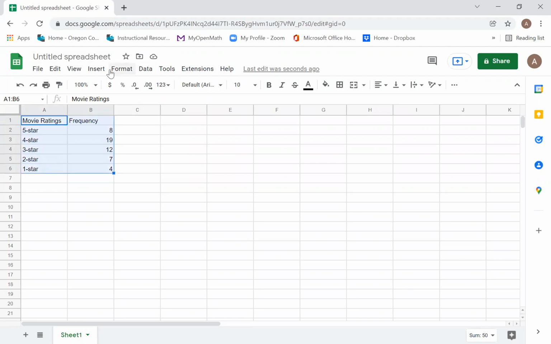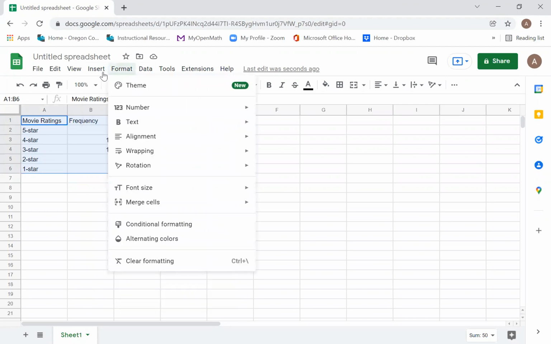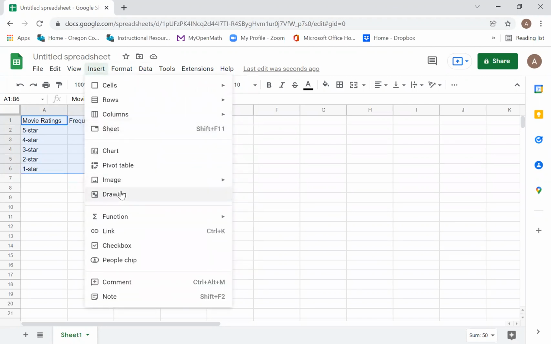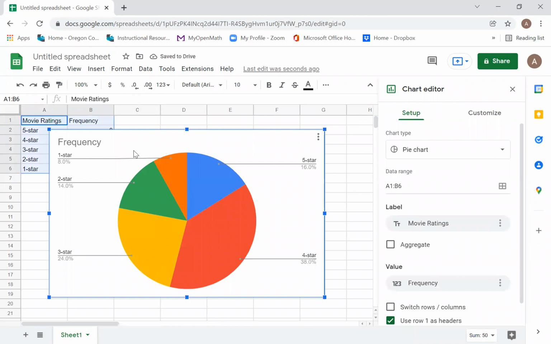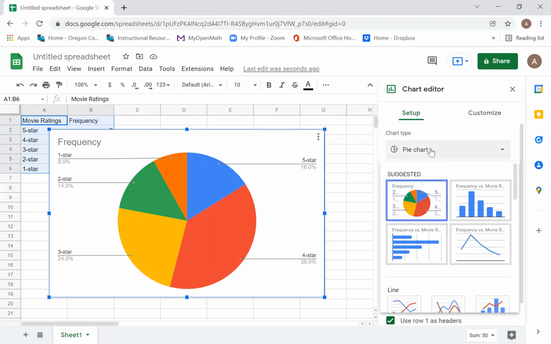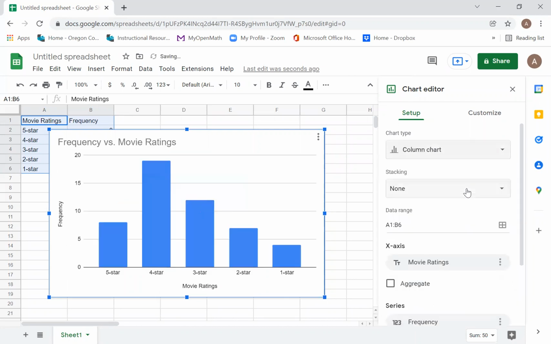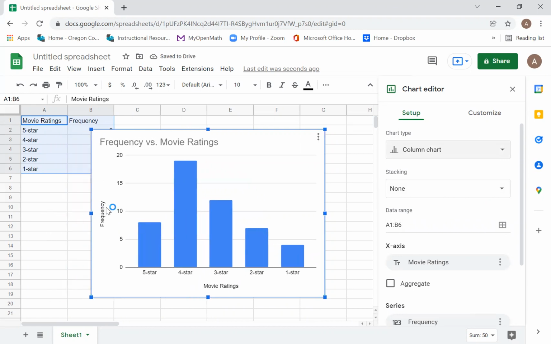Okay, now I believe it's under Insert. Oops. Okay, here we go. Chart. Now Google Sheets, if I recall, does an auto chart based on your information. And look at that, it actually broke down the percentages for us. It shows a pie chart, but I can change that over here. I can go ahead and ask it to do a bar graph. And it labels the two categories for me.